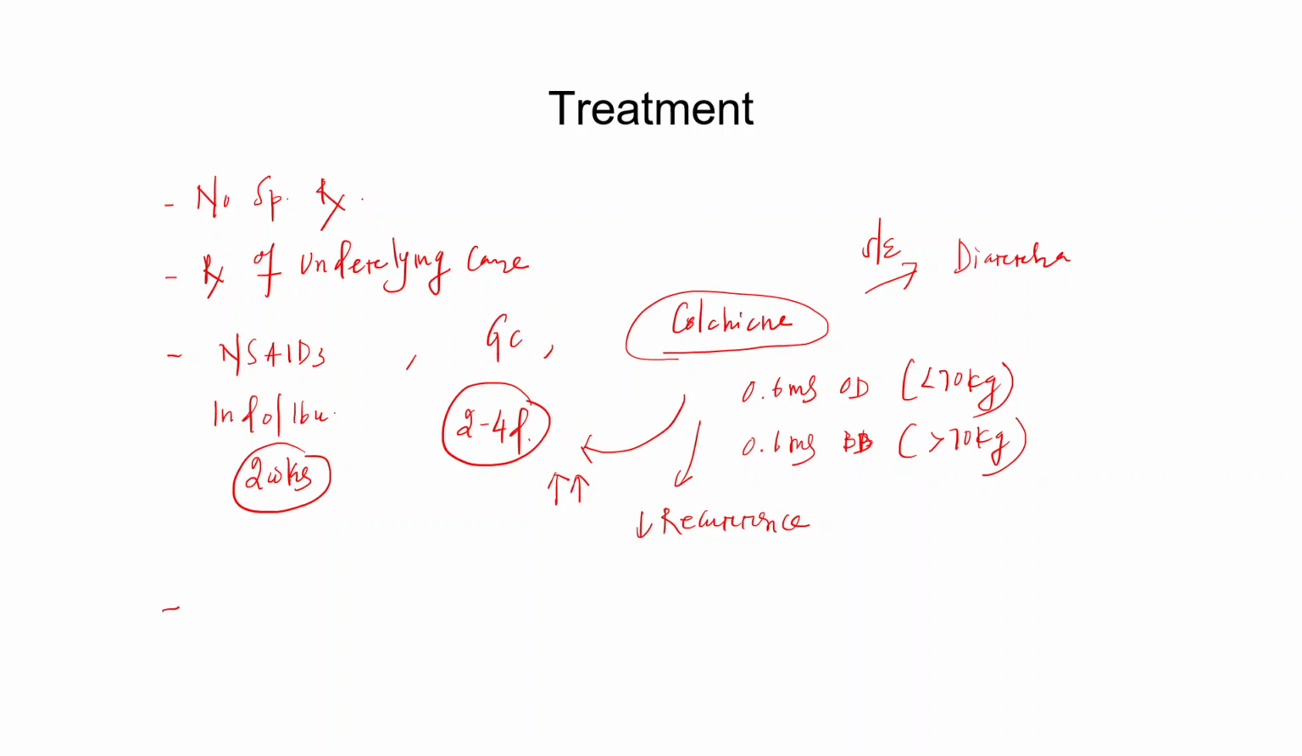Now, if the patient is not responding to these drugs, you can also use azathioprine or an interleukin 1 beta inhibitor. And if it is still persistent, you can go for pericardiectomy, pericardial resection. Surgery is the last resort if it is recurrent or persistent. That's all about acute pericarditis.